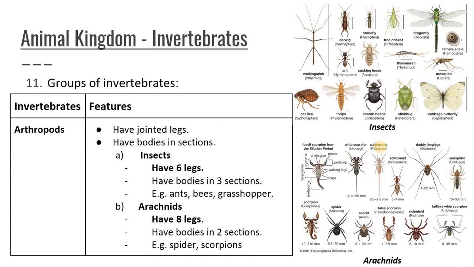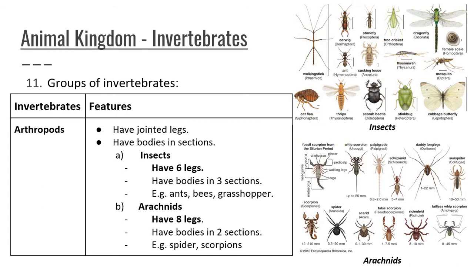These are a few examples of arthropods. Arthropods are further divided into the insects group and the arachnids group. What are the features of an arthropod? Arthropods have jointed legs. They also have bodies in sections.